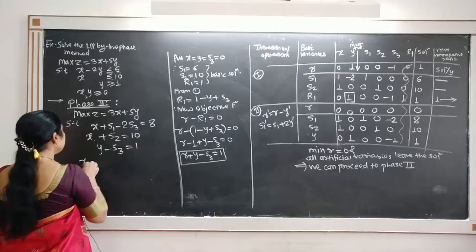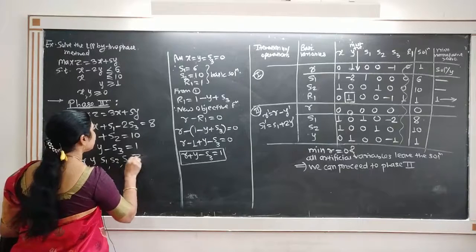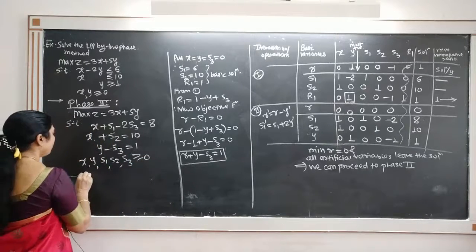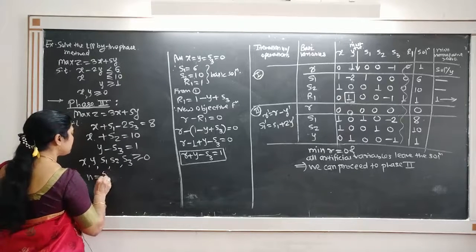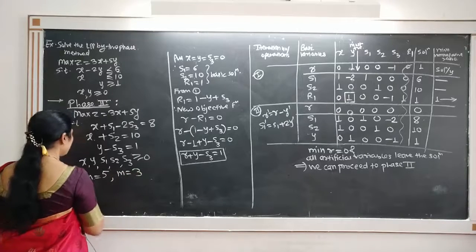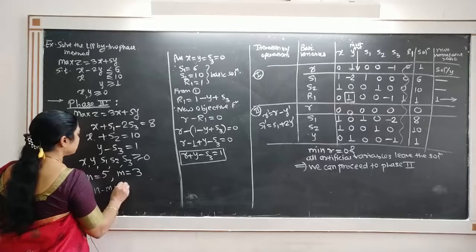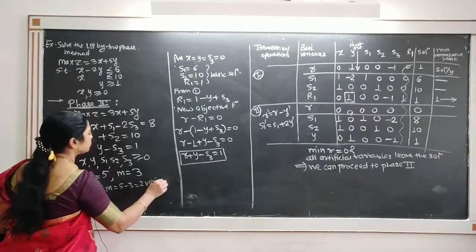All the variables x, y, s1, s2, s3 are greater than or equal to 0. So this is the new LPP. We have n, the number of variables, equal to 5, and m, the number of equations, equal to 3. So put n minus m, that is 5 minus 3, that is 2 variables equal to 0.